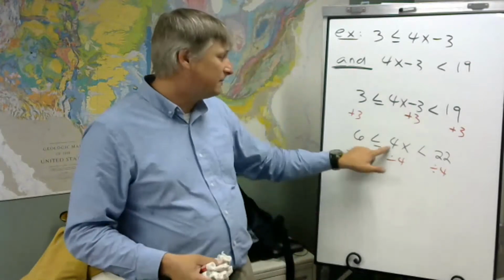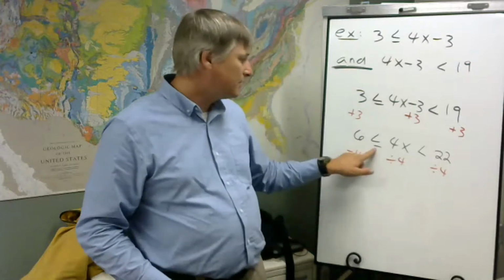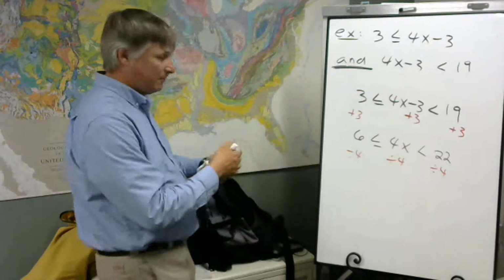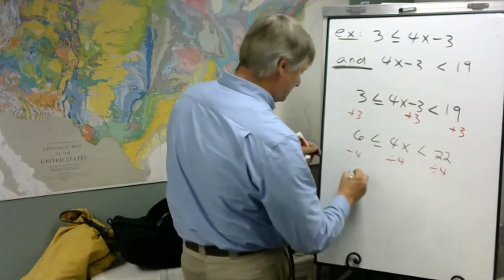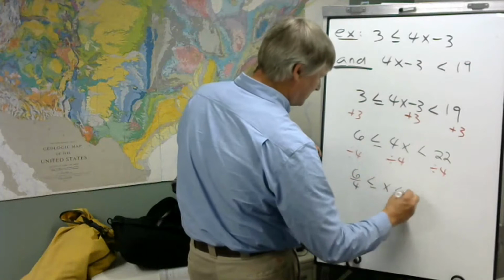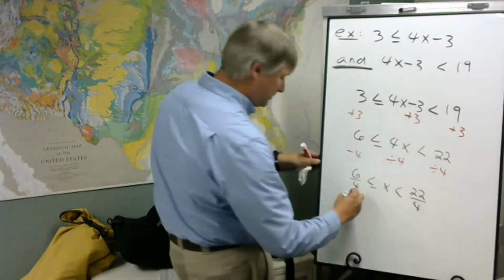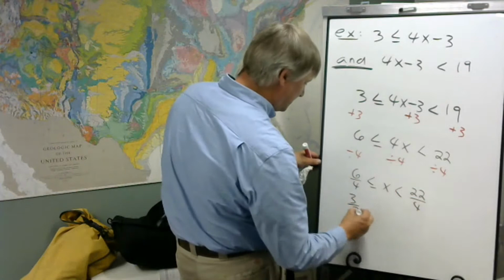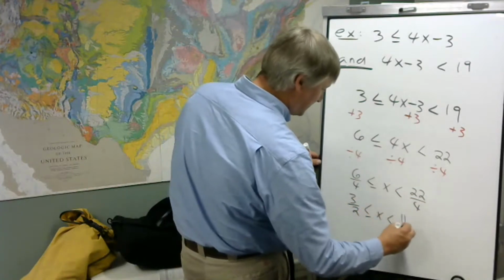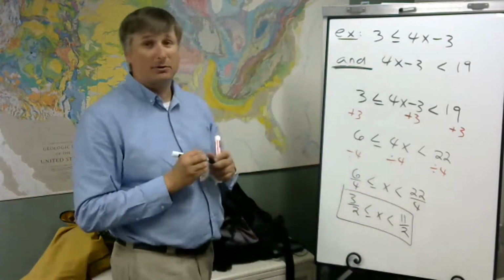Now, if this was a negative 4, dividing everywhere by negative 4 would switch this around, and it would also switch that around. Anyway, what we'll get is 6/4 and 22/4. And we can reduce these. This will be 3/2 less than or equal to x less than 11/2. And that's going to be our answer.